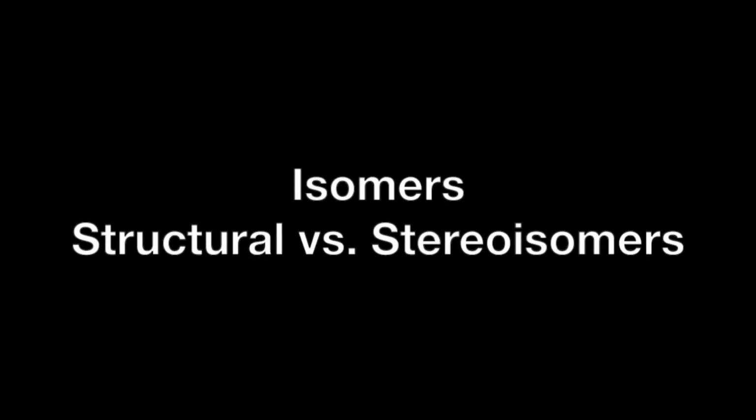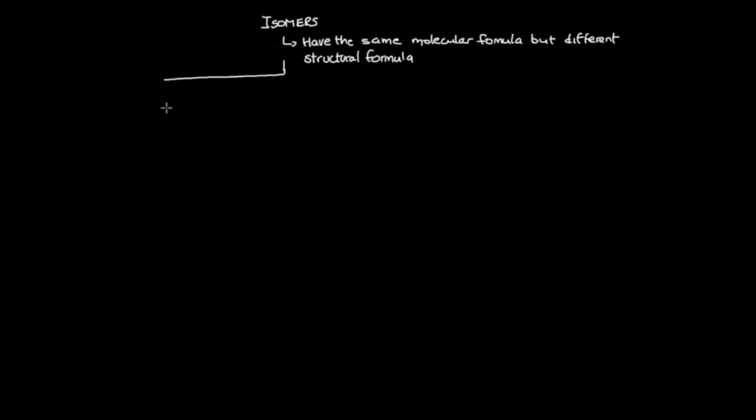In today's episode, I'll be focusing on the concept of isomers in organic chemistry, what they are, and how they can be divided into their various categories. Okay, now isomers of organic molecules have the same molecular formula but different structural formula. They can be divided into structural versus stereoisomers.